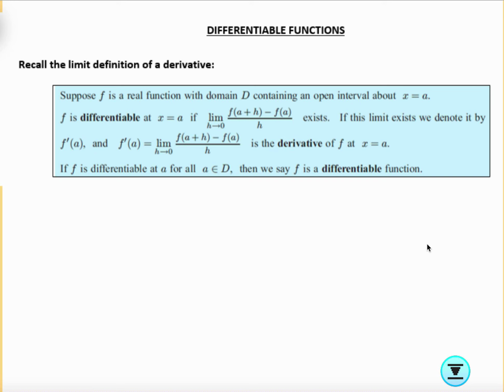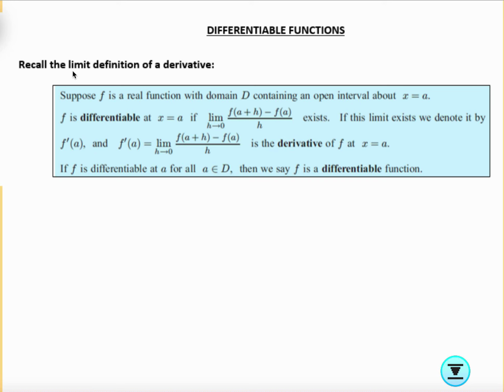Rajewski. Today we are going to talk about what it means to be a differentiable function. How do we decide if a function actually can be differentiated at a particular point? So let's go back and remember what it means to be a derivative anyways.